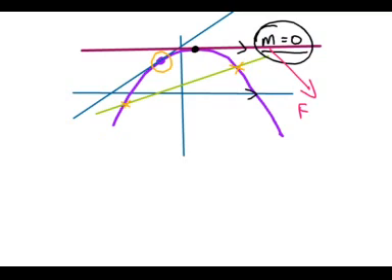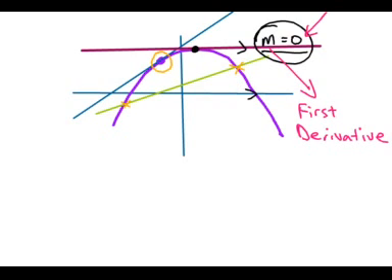Now bear in mind that m is the first derivative. And the first derivative is the gradient of the tangent. But we would be interested most of all in where the gradient is equal to 0, in other words, where the first derivative is equal to 0, because most of the time we will be working with the turning point of a graph.